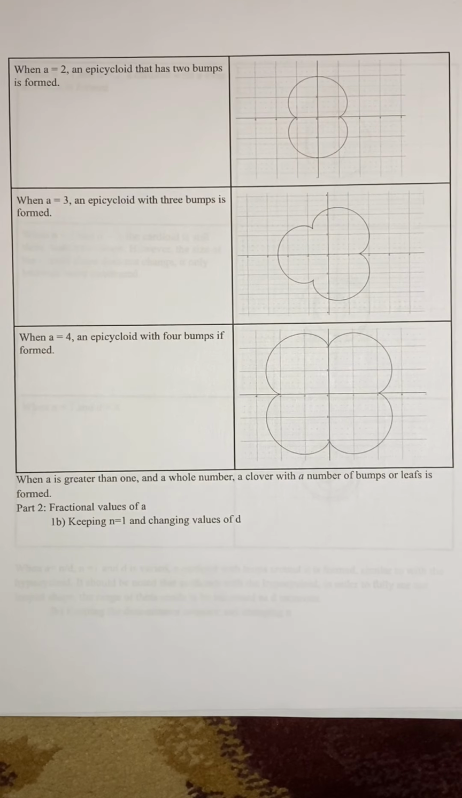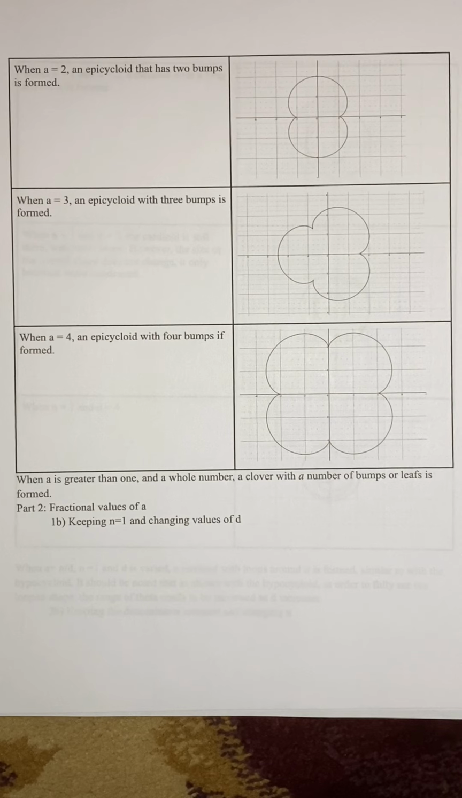Following the pattern, when a equals 4, you get a fourth bump. Overall, you can conclude that when a is a whole number and b is 1, a correlates to the number of bumps or clubs if you're looking at it as if it's a four-leaf clover.